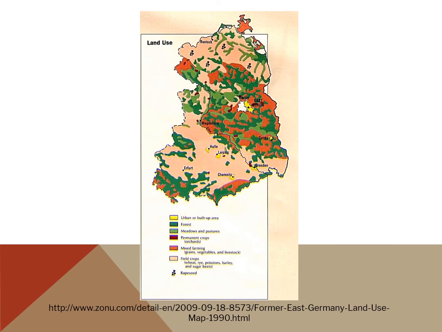For example, this peachy color is going to be field crops like wheat or barley or potatoes, things that you grow on large areas. The dark green is forest. This lighter red is mixed farming, so you get some grains, some vegetables, some ranching. The yellow is urban areas, so that's where you find your bigger cities and things like that.